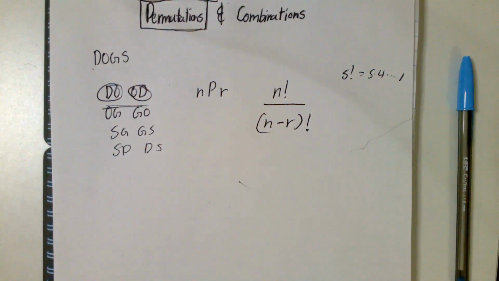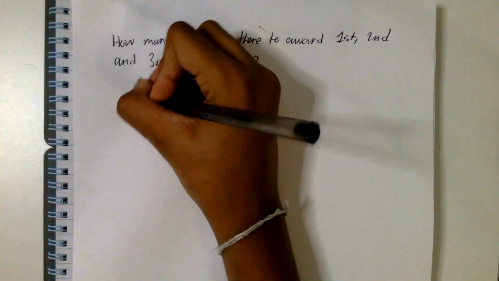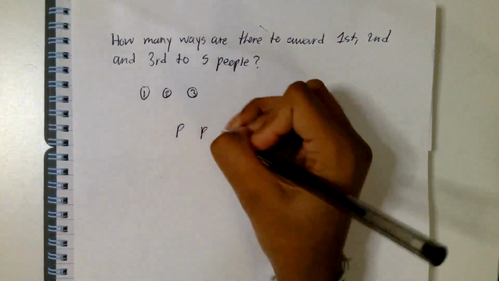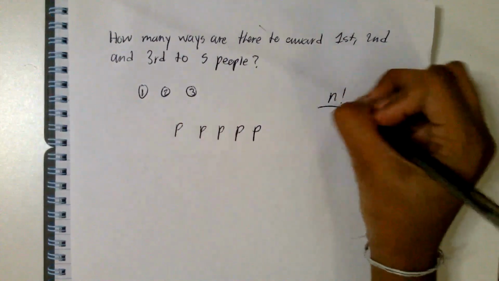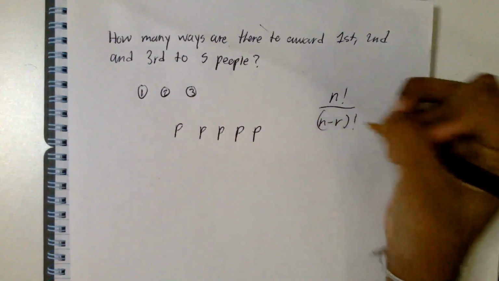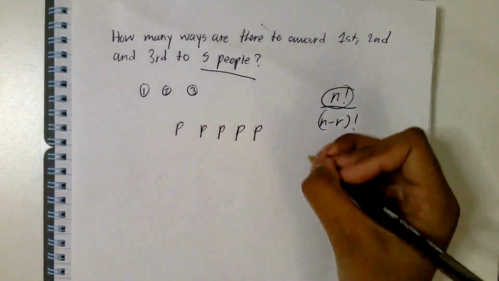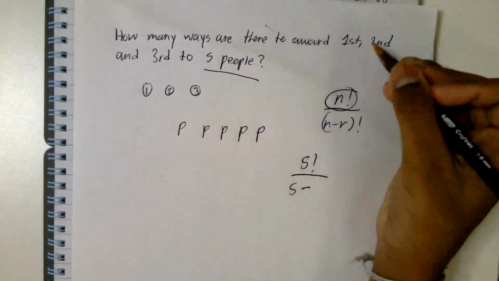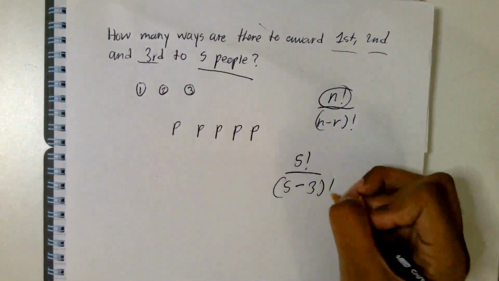So let's do this with a word problem. In this example, how many ways are there to award first, second, and third to 5 people? So let's draw them: P, P, P, P, and P. Well, we can just use our handy formula, which is N factorial over N minus R factorial. So our total number of things that we have here is 5, since our total number is 5 people. So 5 factorial over 5 minus, and then we're choosing 3 ways to award position. So 1, 2, 3, since it's first, second, and third. So minus 3.